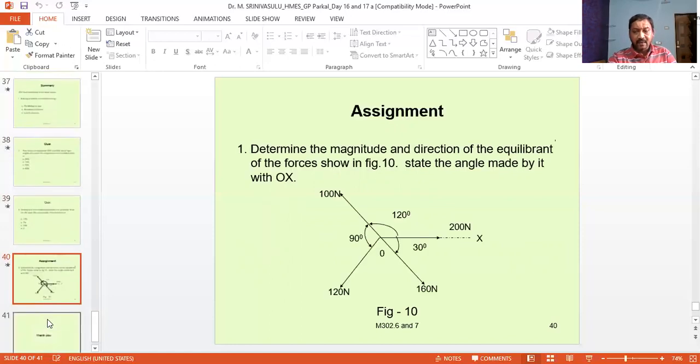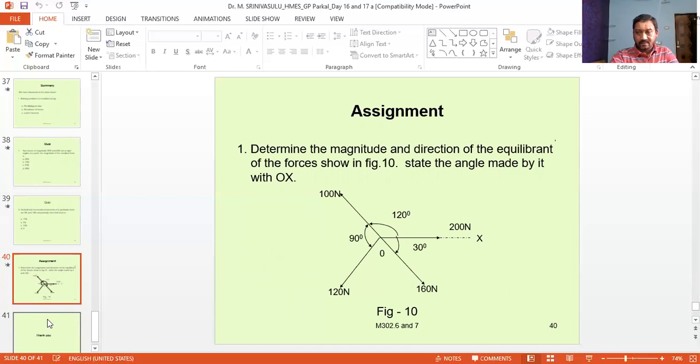Now this is an assignment given to you. Here the forces are acting like this, and the angles between the forces are given. However, you draw the imaginary x-axis and y-axis, and you should take the angles only from the x-axis. You have to resolve the horizontal components and the vertical components, and accordingly find the resultant of the given force system.